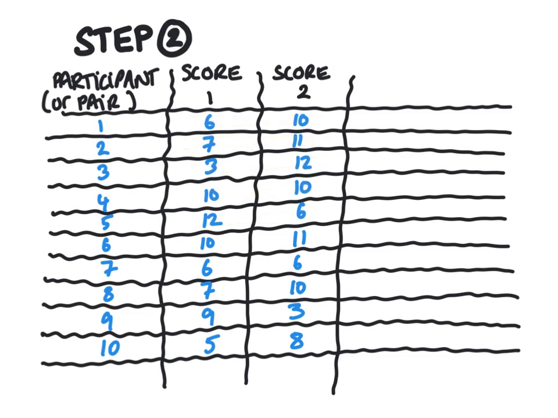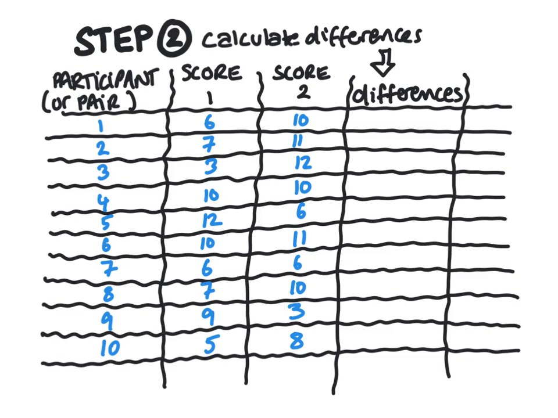Step 2. We need to calculate the difference between the score pairs. Now it doesn't matter how we do this, so long as we're consistent. Strictly speaking, we don't even need to know the value of the answers, just whether it's a positive or a negative, but we're going to do it anyway so that we can show our working out.